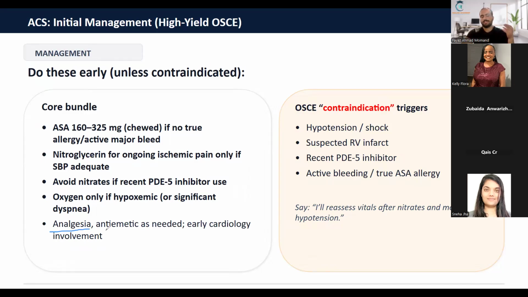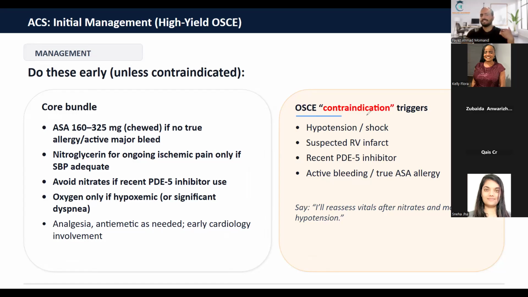Analgesia, you can use morphine, you can use other analgesics. We would try to avoid using NSAIDs together with aspirin because they can both increase the risk for bleeding. So we can use other analgesics. Antiemetics as needed for patient. If they're nauseous, give them an antiemetic and involve cardiology early.